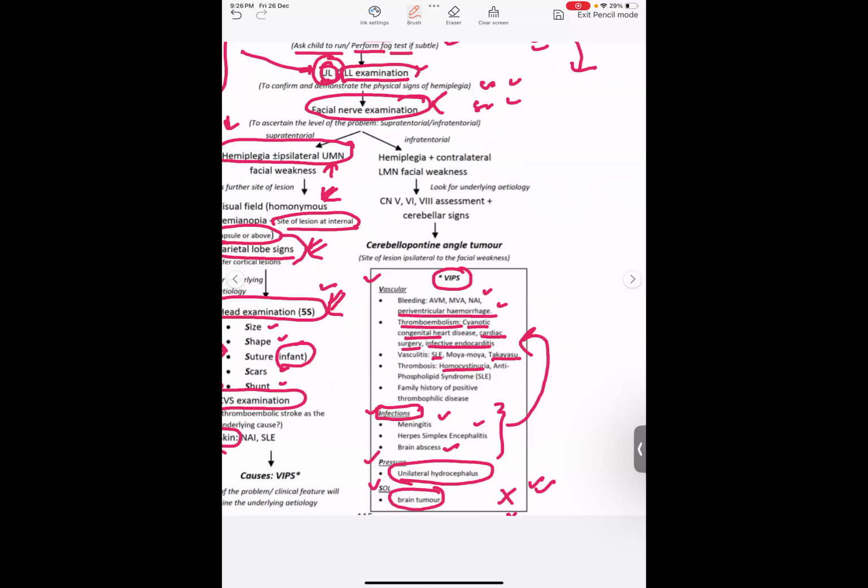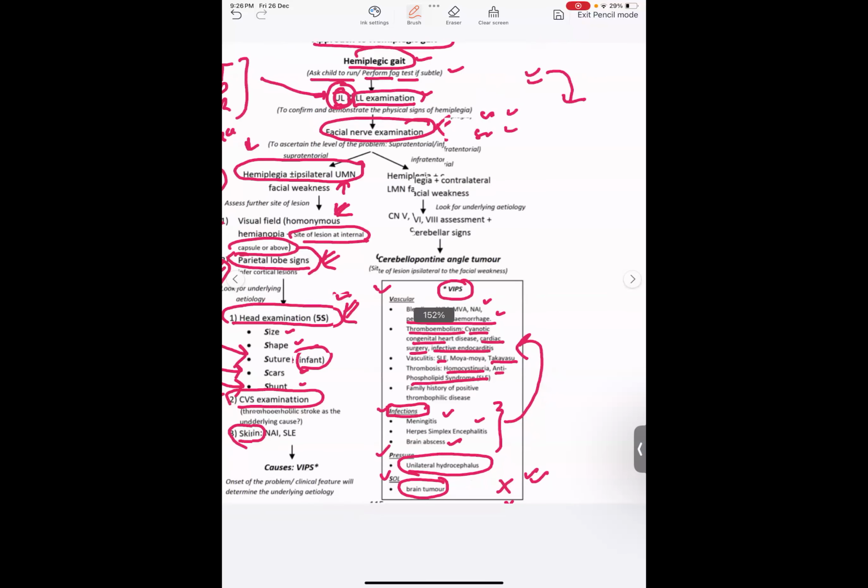This is not a case of homocystinuria, which will come to you with developmental delays. So you have to put your diagnosis according to the presentation of your patient.